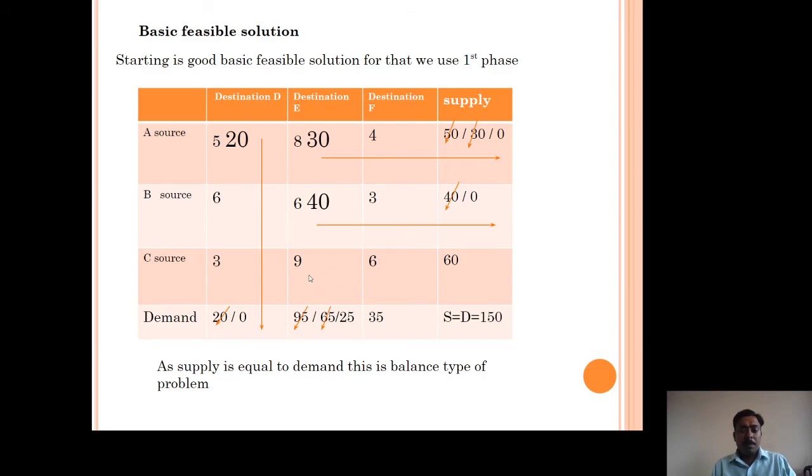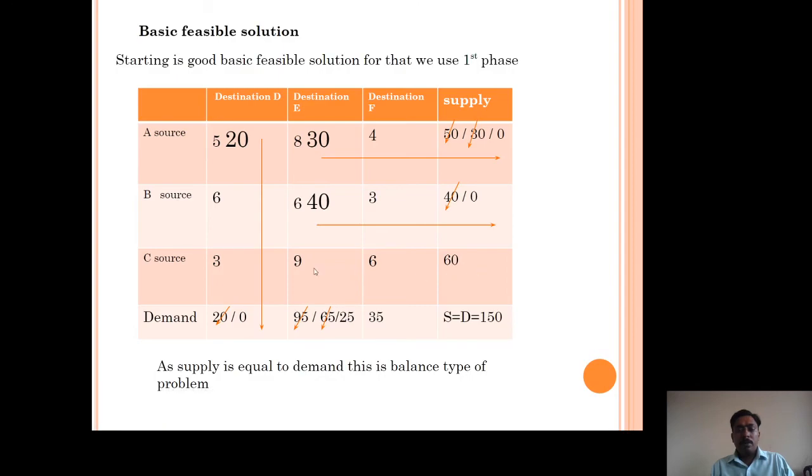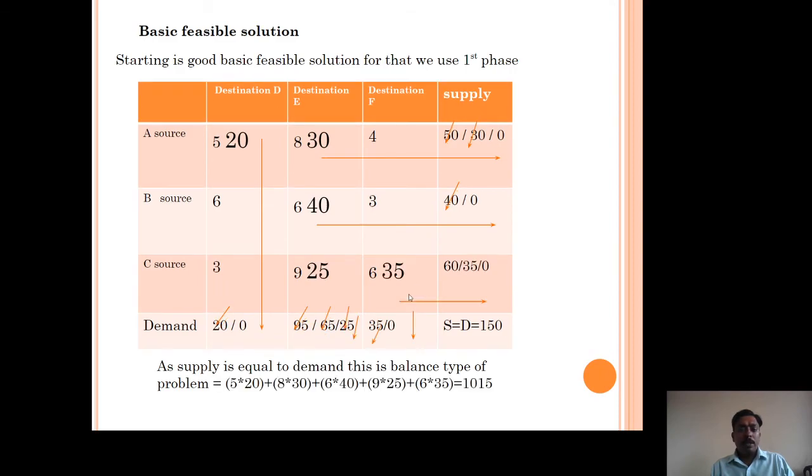Now there are only 2 cells remaining. This is the northwest corner. How much can we allocate? For source C, the quantity available is 60, whereas the requirement for this cell is a max of 25 left now. So allocate 25 over here. Once you allocate 25, the remaining quantity will be 35. And the last remaining cell is this one, so allocate 35. In this way, at how many locations have we allocated? See, 1 2 3 4 and 5. Okay, 5 locations are where we have allocated.